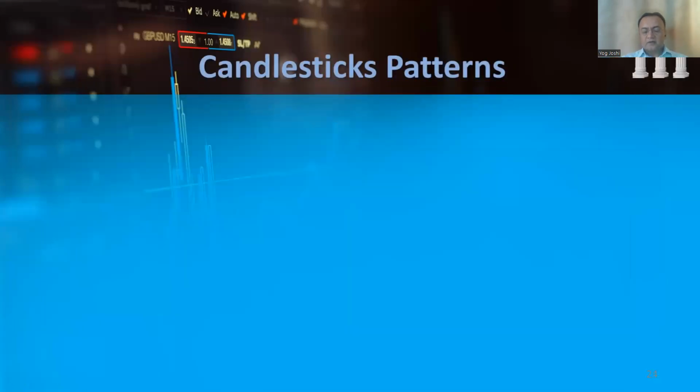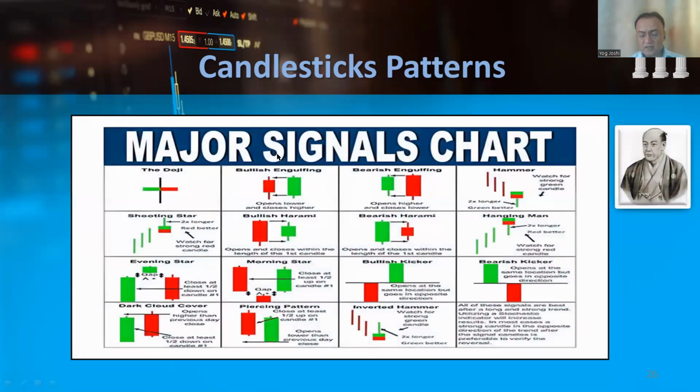Fine. This is the most important part: candlestick patterns. It is a clear representation of the greed, fear, sentiment, and psychology behind the chart and the price. It is a clear representation of the buyer's mind and the seller's mind: what buyers are thinking and what sellers are thinking.